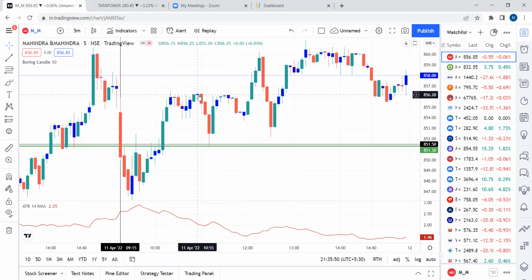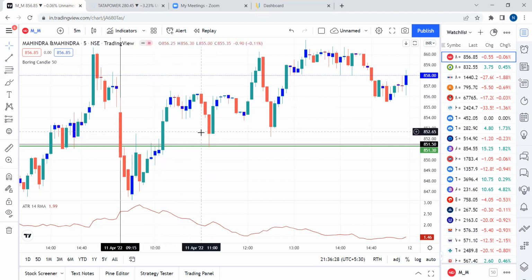Now, what exactly happened? It came here, it touched the boring candle, which means it filled the boring candle and then went up. But at this point, we don't have access to see out of 10 lakhs how many got filled and how many are pending. Maybe all 10 lakhs are filled, or maybe only 2 lakhs are filled, or 50-50. We don't know that. Unfortunately, we don't have an indicator to tell that. Only the boring candle indicator can say that there are unfilled orders, but how many? No.